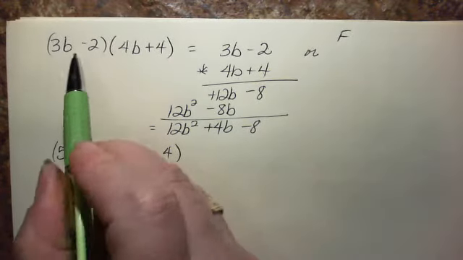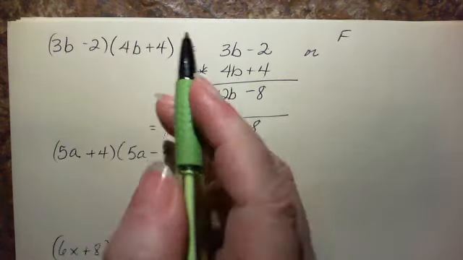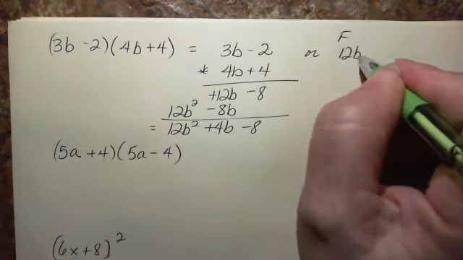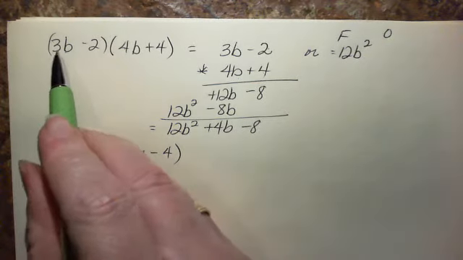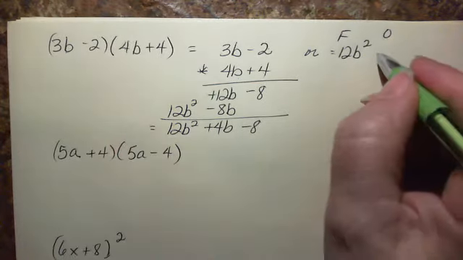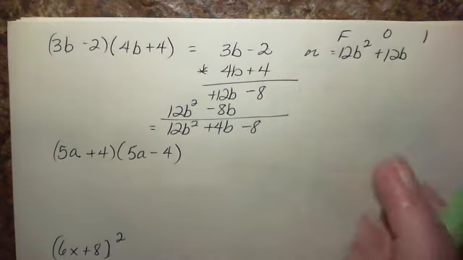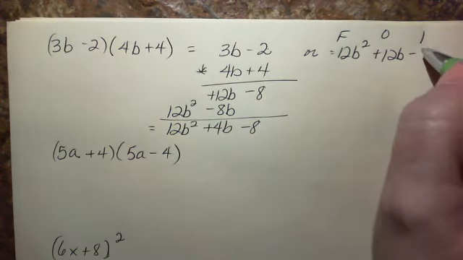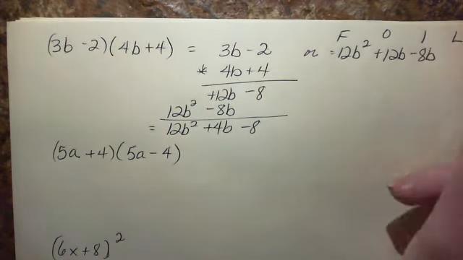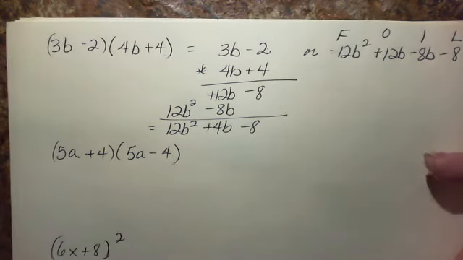where we multiply the first times the first, that's the F in FOIL. 3b times 4b is 12b squared. O are the outside terms. 3b times positive 4 is positive 12b. I is for the inside terms. That's negative 2 times 4b, negative 8b. And L is for the last terms. Negative 2 times positive 4, negative 8.